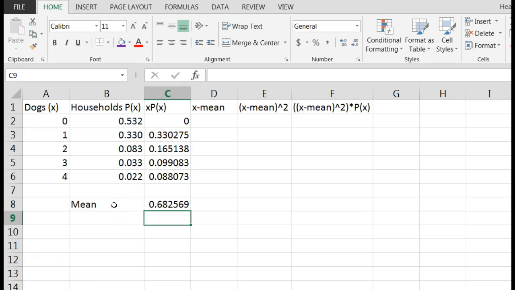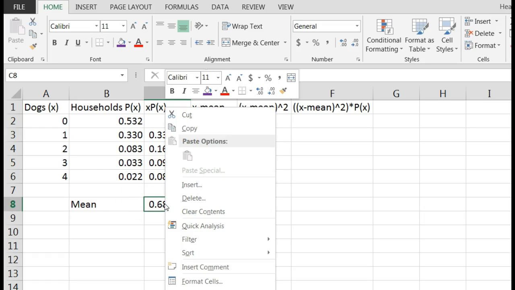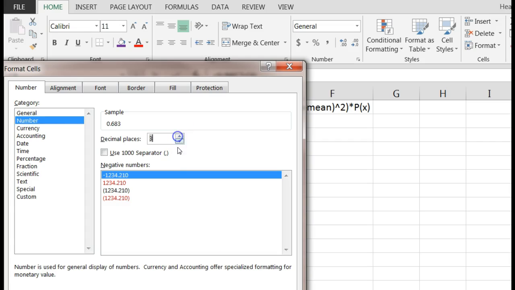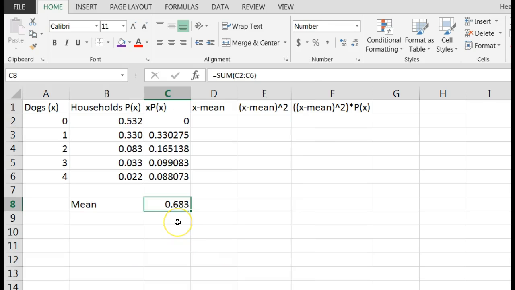If I wanted it rounded to however many decimal places, I could round it to 2 or 3. I could right click on that and say format cells. I want to round this to, let's say, 3 decimal places. Okay, 0.683.